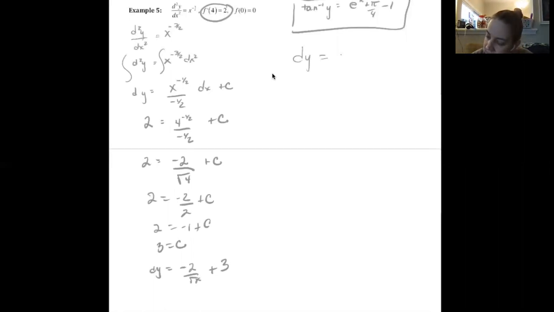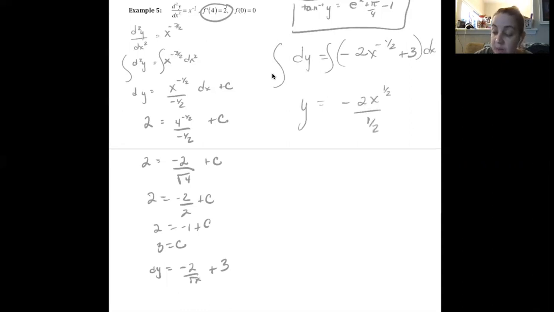Now, if we integrate this one more time, dy equals negative 2, I guess we want that still on the top, x to the negative 1/2 plus 3. You still have your dx's on the right-hand side. Now, I'll be honest, I'm not exactly sure where I want to write that. I guess on the end of everything, that this is all with respect to x on the right-hand side. All right, so now if I integrate, I've got y is equal to negative 2x to the 1/2 divided by 1/2, because we added 1, plus 3x plus c. So y is equal to negative 4 x to the 1/2 plus 3x plus c.